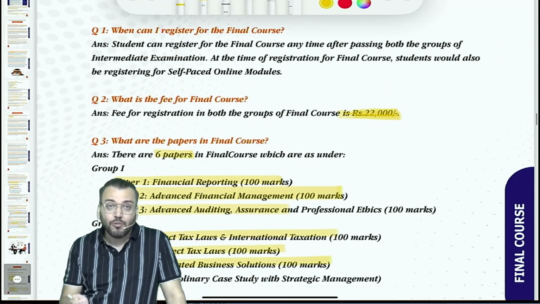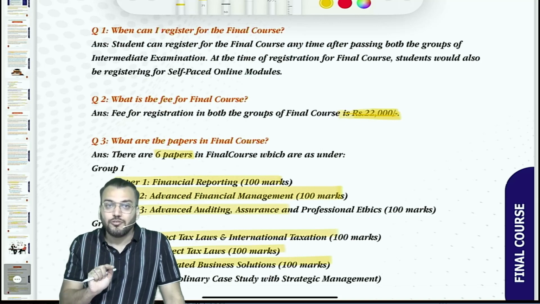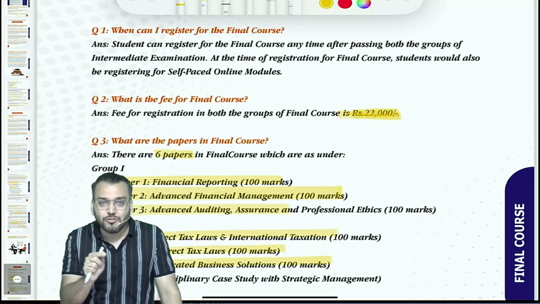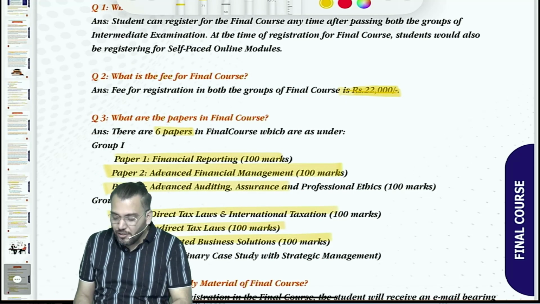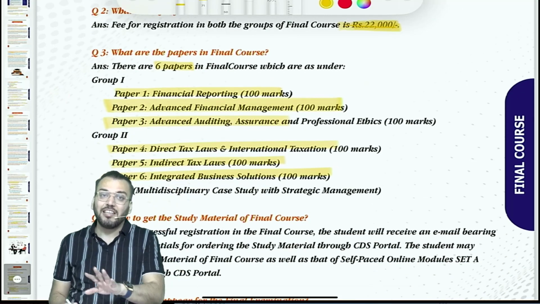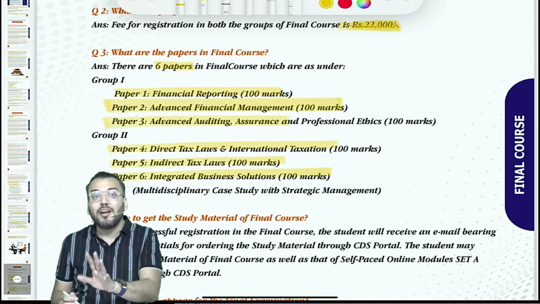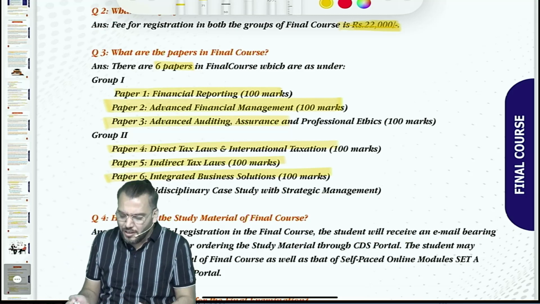Now once again the final course will now also include the self-paced online exam. Correct? We'll be discussing self-paced online examination. But what is the fee for registering for the final course? So now it becomes 22,000. And how many papers are there? Once again 8 papers have now been modified to 6 papers. So 2 papers have been deleted in this final course also, that we were knowing about.